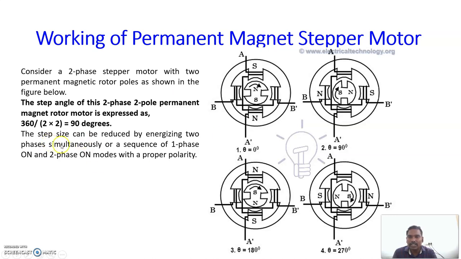Okay. So for this machine, the step angle can be calculated like this. We are having 2 phases and a 2-pole permanent magnet rotor. Then the angle of rotation for a single pulse is about 90 degrees.